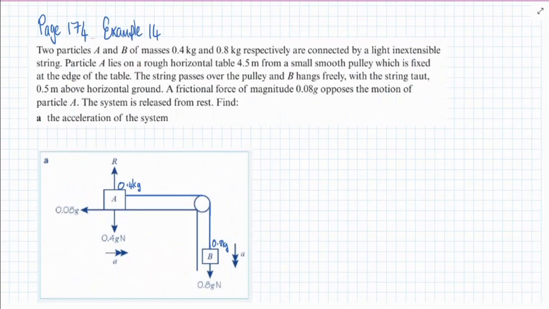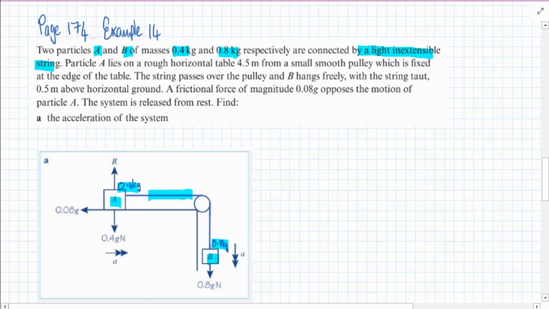This one's taken from page 174, example 14 of the Year 1 Mech book. Let's have a look what we've got. Two particles, A and B. Here's A, here's B. They have masses of 0.4 kilograms and 0.8 kilograms. I've just written those in. They're connected by a light inextensible string, which will be this one, and it goes around a pulley down to here.